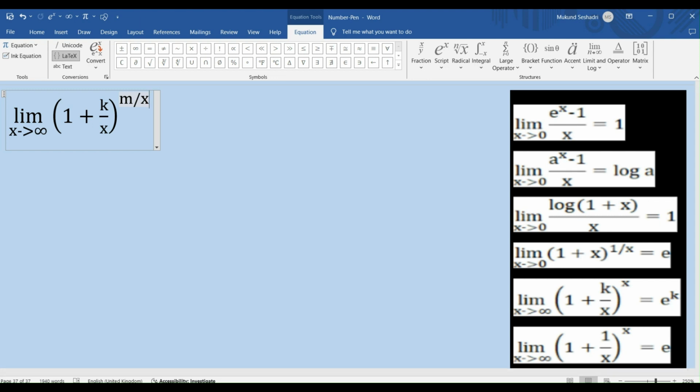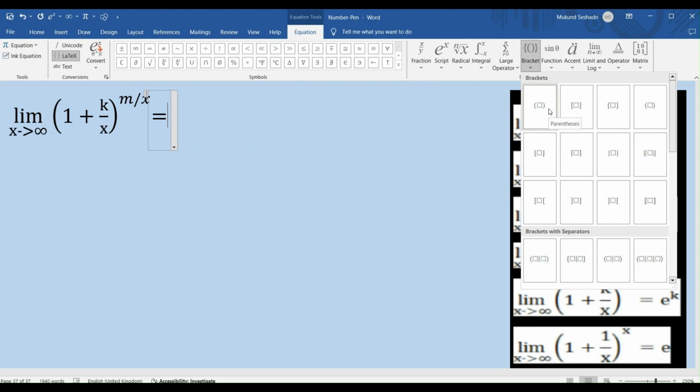So we have the problem on our screen. Limit x tending to infinity of (1 plus k by x) to the power m by x, right? So we have the formula, the fifth one, the second one from the bottom, which says limit x tending to infinity of (1 plus k by x) to the whole power x is equal to e to the power k. So that's the formula we're going to be using to solve the problem.